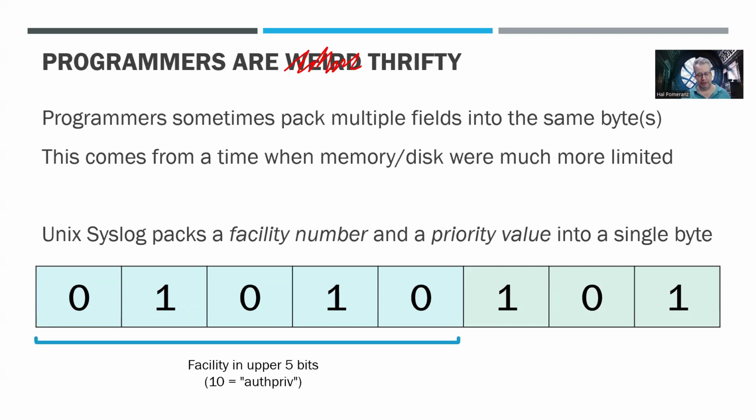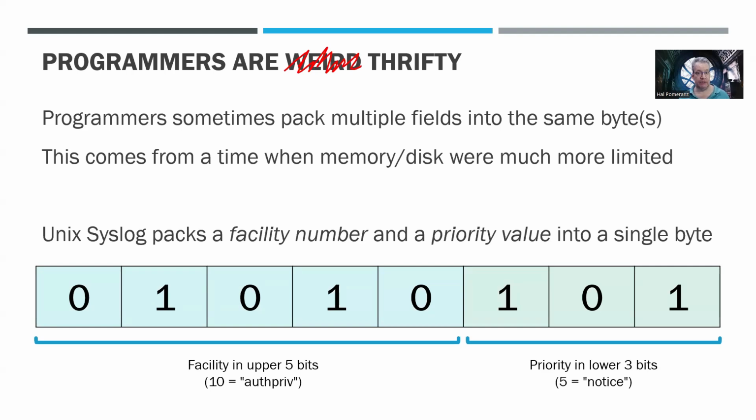The lower 3 bits of the byte are the priority values. There are 8 possible priority values, ranging from debug, which is 0, all the way up to emergency, which is 7. This is priority 5, which is notice priority. So if somebody logs in via SSH, for example, a record of that login is written to syslog at the authpriv facility at notice priority. So this is an example of a packed byte. You've got multiple fields jammed into that 8-bit value.